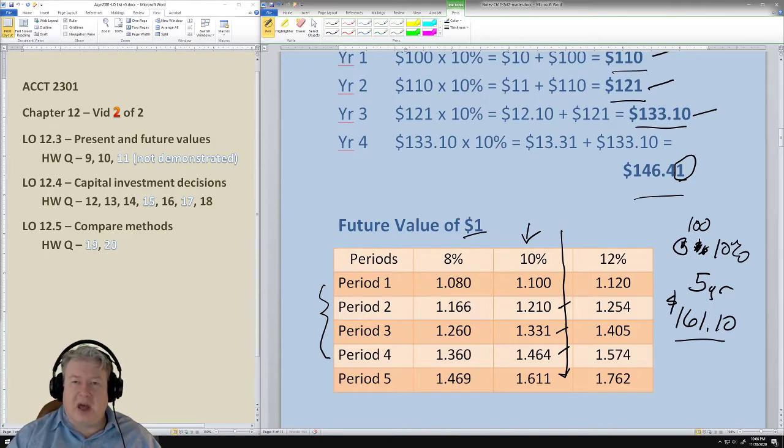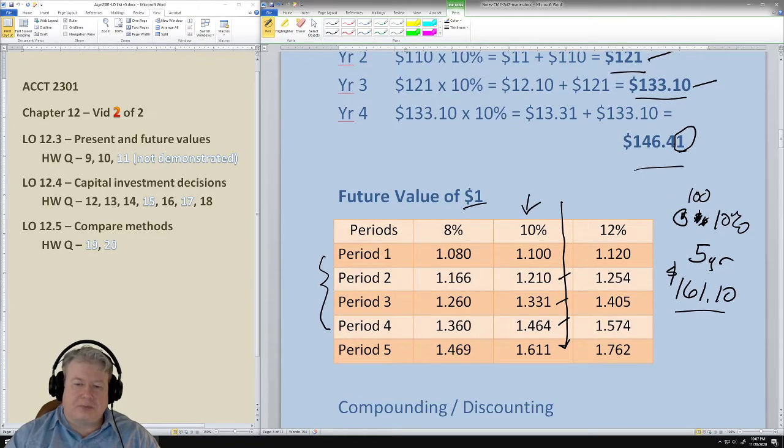So start off with $100. A lot of questions are, I need to retire, I need to have $1 million in the bank. What do I need to start investing now? Well, that's the present value. And how do we get the present value?